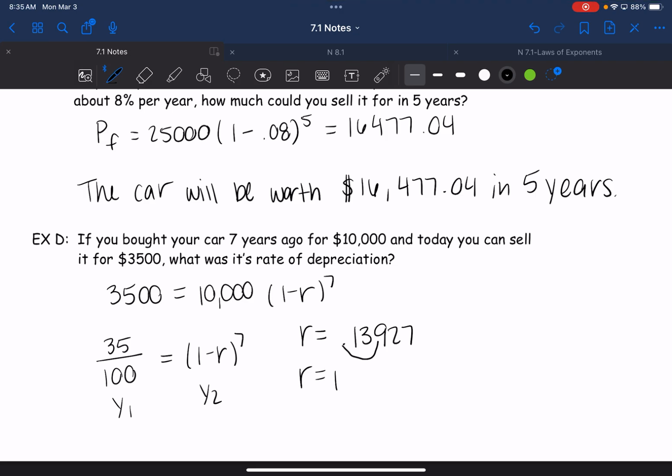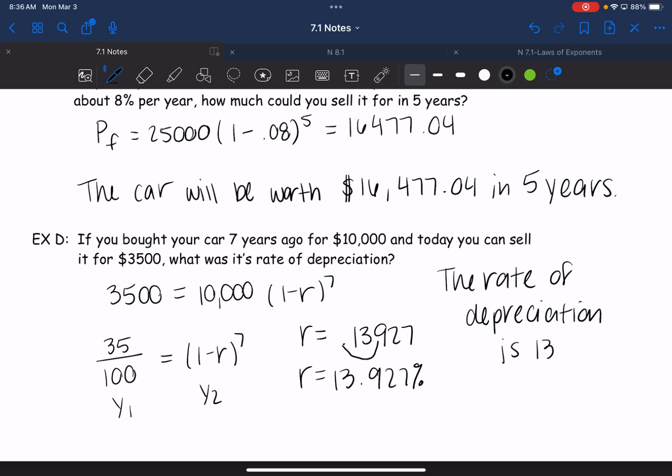So our rate would then be 13.927%, right? So we can say the rate of depreciation is that 13.927%. They didn't say where to round, so nothing specific needed, but if we want to be accurate, we probably want to go more than a couple decimal places just because we're going to move it over. Okay. All right, turn it over onto the next page.